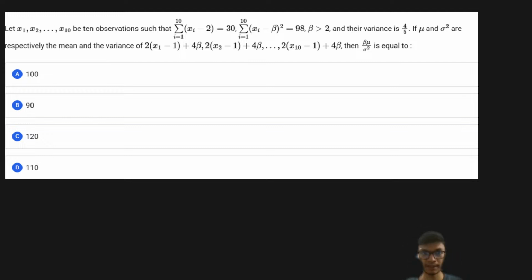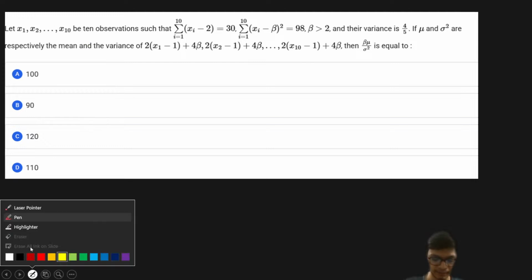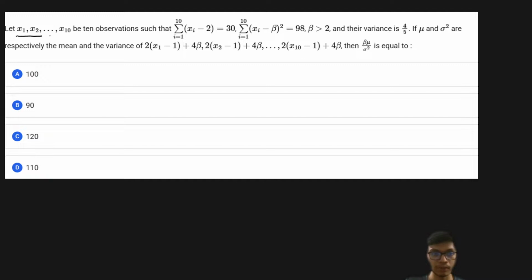All right, so if you just look over here, it is said that there are certain observations being given. So x1, x2 and so on up to x10 are the 10 observations. Along with these 10 observations, they are giving you this particular expression, that is summation of xi minus 2 is equal to 30 and summation of xi minus beta whole square is equal to 98. Beta is greater than 2. And it is also said that the variance of the observations x1, x2 and so on up to x10 is given as 4/5.